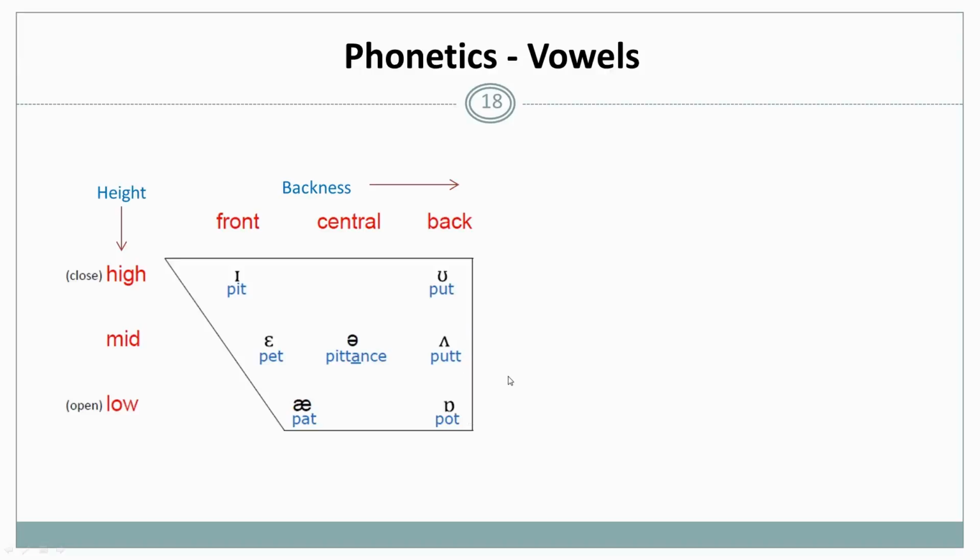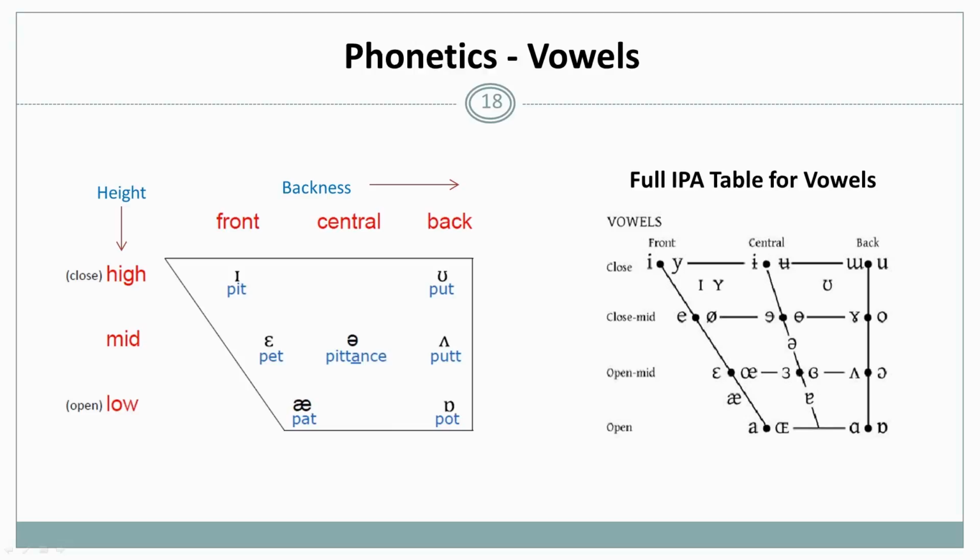So here's the entire IPA table for vowels, and you can see that there are sometimes, again, two sounds at one place. And then always the right sound is the rounded version. So for example, this is the rounded front close vowel, and the left version is always the unrounded counterpart. So for example, this would be the unrounded front close vowel.